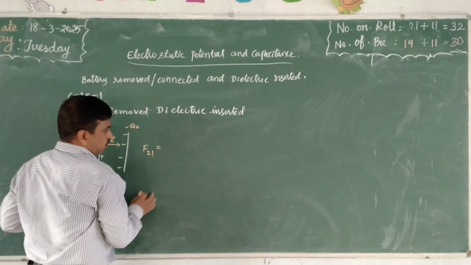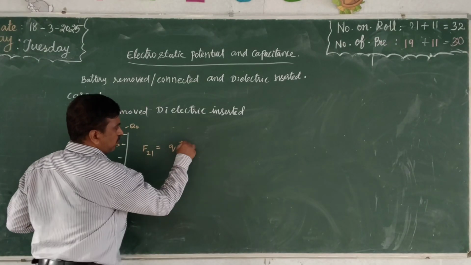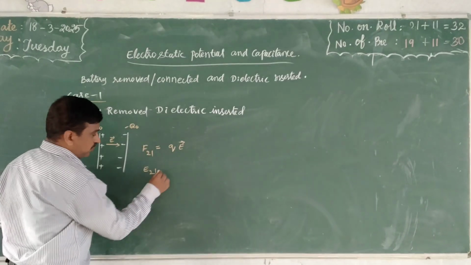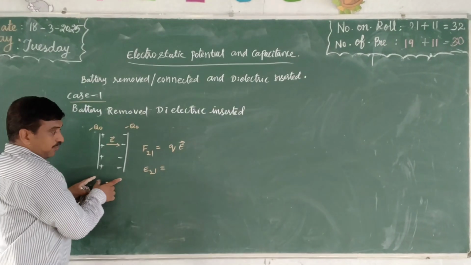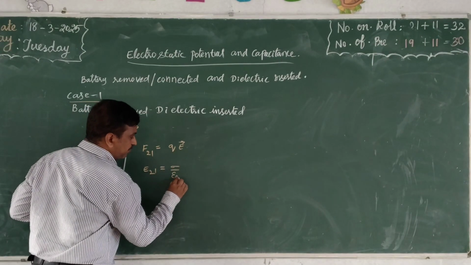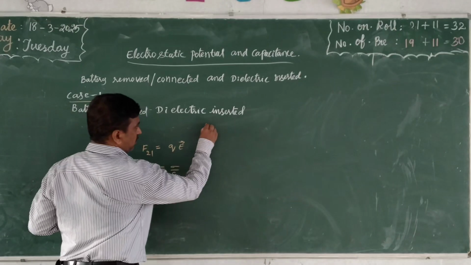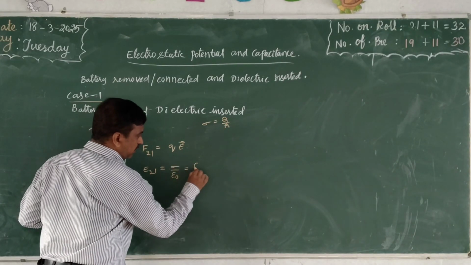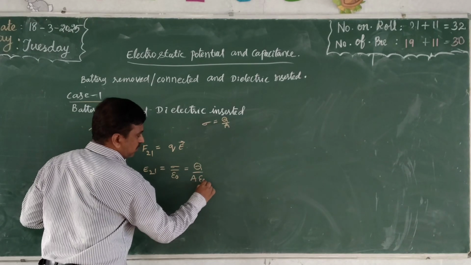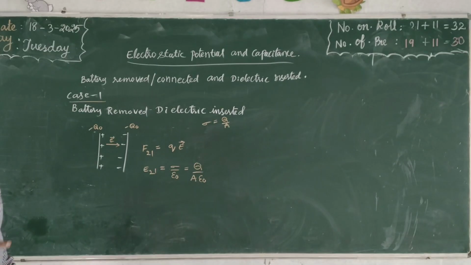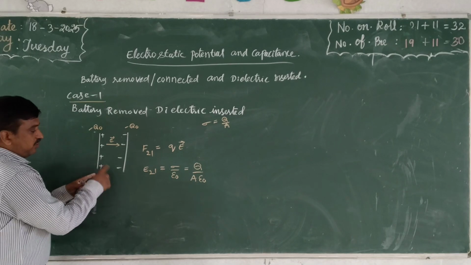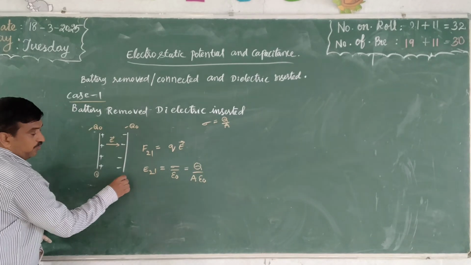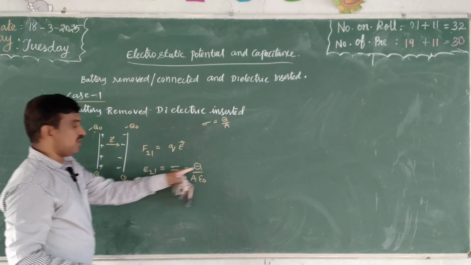Now we write Q into electric field. What is the electric field? The electric field on the second plate due to the first plate, that is E21, we can write. Electric field between the parallel plates, what's the formula? Sigma by epsilon naught. Sigma means surface charge density, charge per unit area. What is the charge here? Q per unit area A, and epsilon naught. So Q by A epsilon naught is the electric field between the plates. It is the second plate, it is the first plate. What is the electric field now? Q by A epsilon naught.